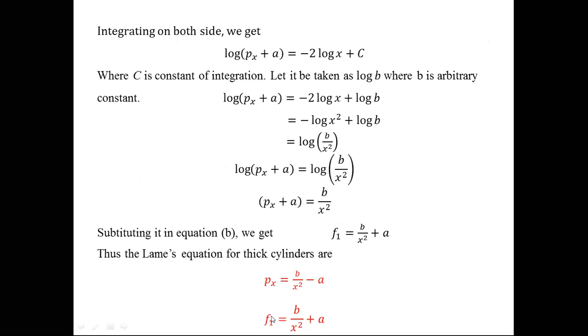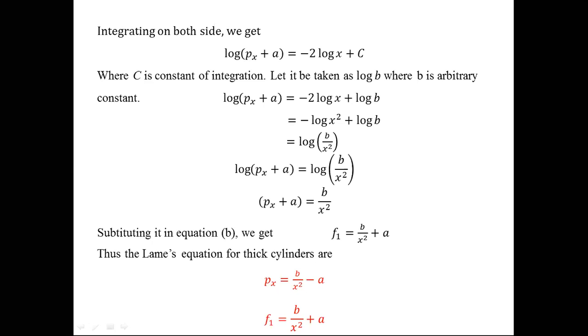And F1 is the hoop stress or circumferential stress, B by x square plus A, where A and B are the constants, and x is the radius. So if you want to find the radial pressure at the inner radius, put x is equal to r1. Then after knowing the constants, put x is equal to r1.